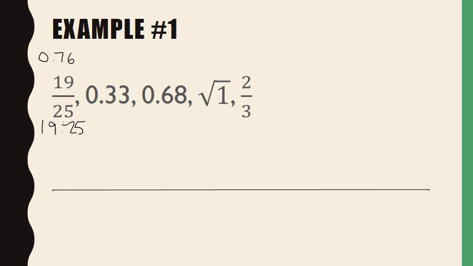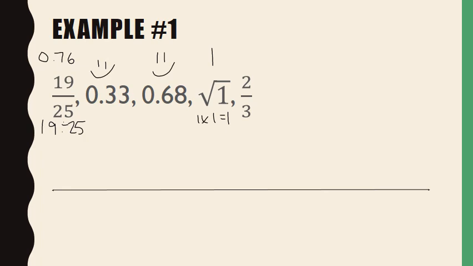0.33 is already a decimal, so we don't have to do anything with that one. And 0.68 is already a decimal, so we don't have to do anything with that one either. Square root of 1 is actually one of our perfect squares. 1 times 1 equals exactly 1, so we don't have to draw a model for this one. I can just write that the square root of 1 is equal to 1, because 1 times 1 equals 1.